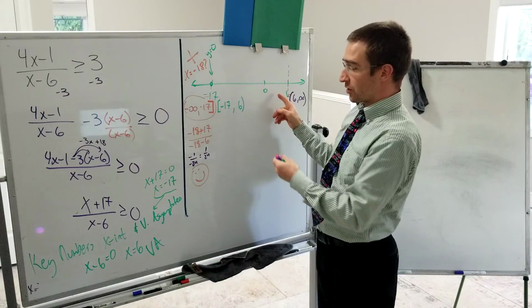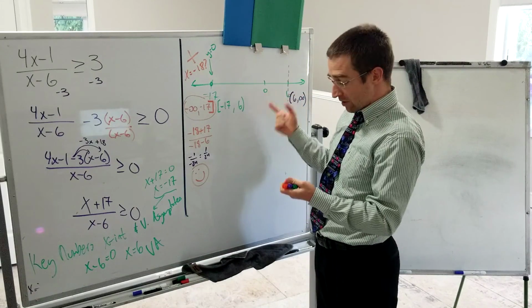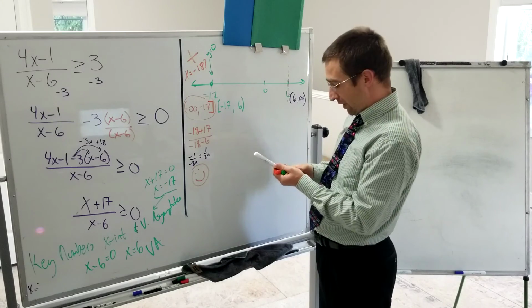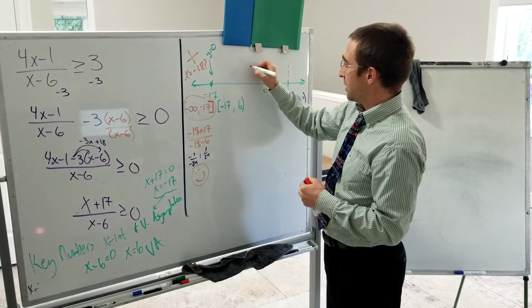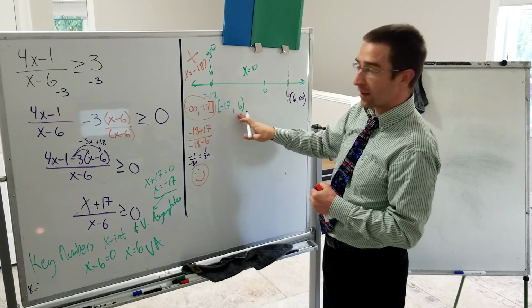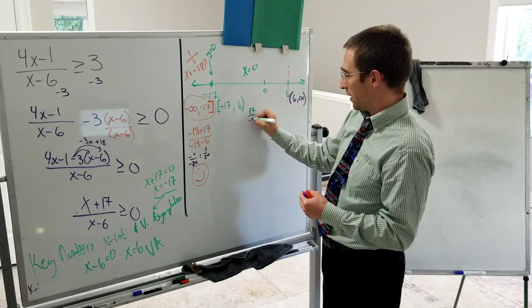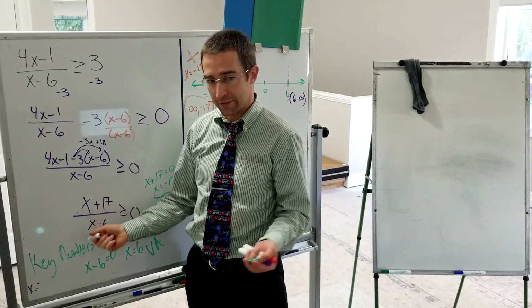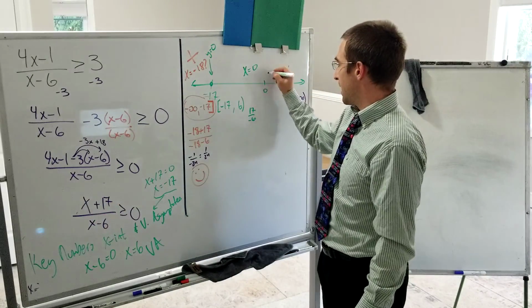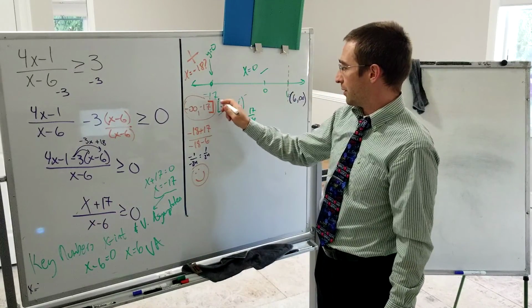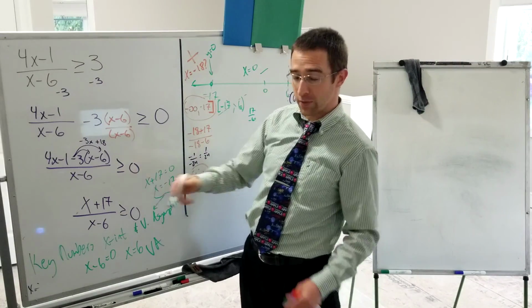So in between, let's just check 0. 0 is a nice, easy number. So in here, x equals 0 is between negative 17 and 6. So I get 17 over negative 6, because 0 plus 17, 0 minus 6. That's negative. This is not what we want. We want it to be greater than or equal to 0.